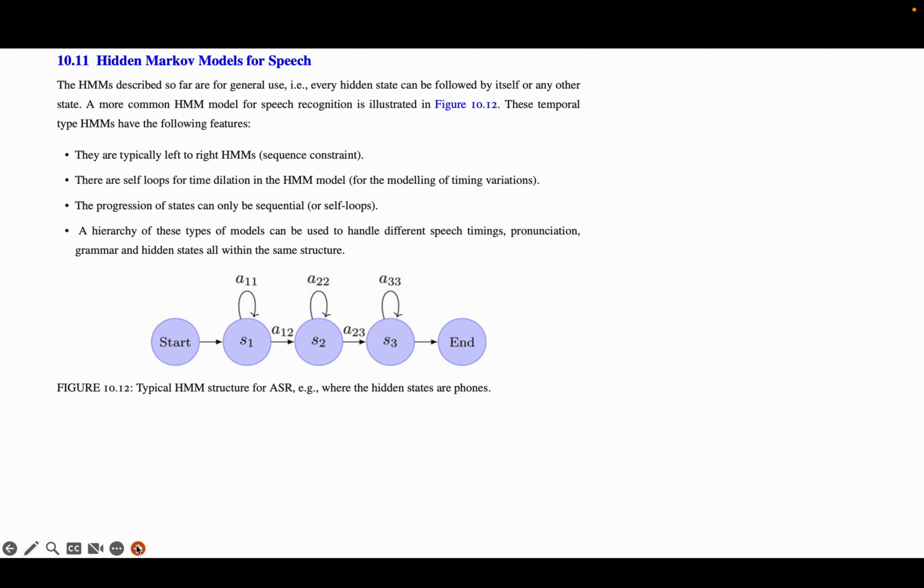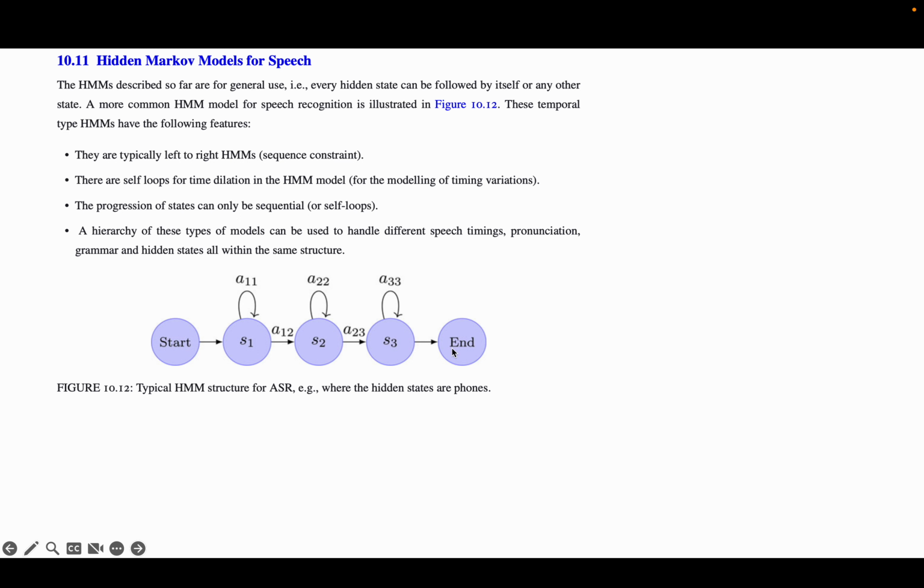So hidden Markov models for speech. So far we've talked about general use. Speech recognition is indicated here in figure 10.12. These are temporal type hidden Markov models. You're typically looking from left to right, so there is a sequence constraint, and that makes sense because we don't just have randomly occurring sounds. We have sequence sounds. The progression of states can only be sequential or self-loop. So in other words, you cannot go forward and then come back.